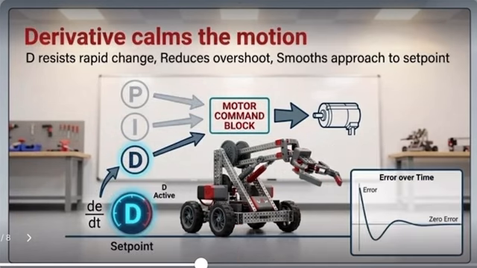So after your P, you're gonna go to D. So what D stands for is derivative. So what that means is it resists rapid change, overshoot, and it smooths approach to set point. So basically, how fast your robot's going, it makes sure that no oscillations happen. And it's the exact same process as you did for your P. If it's oscillating a lot or it's not really reaching the set point, you want to give it a big push. But if it's almost reaching the set point, then you want to give it a small push.